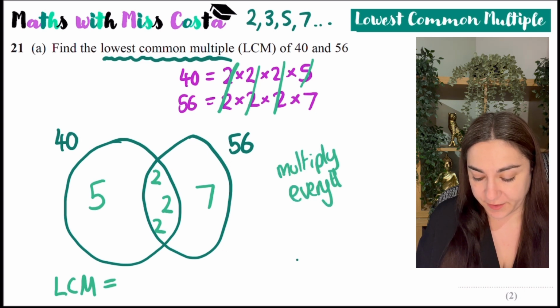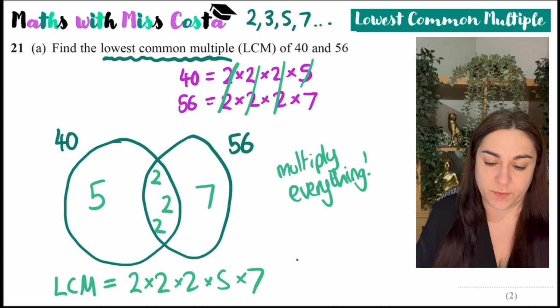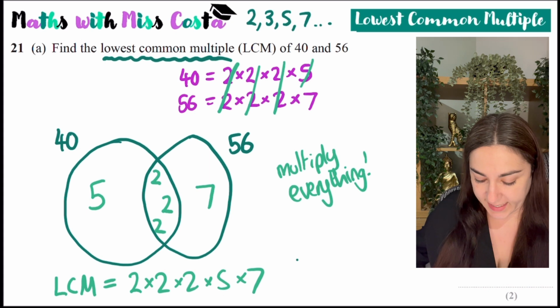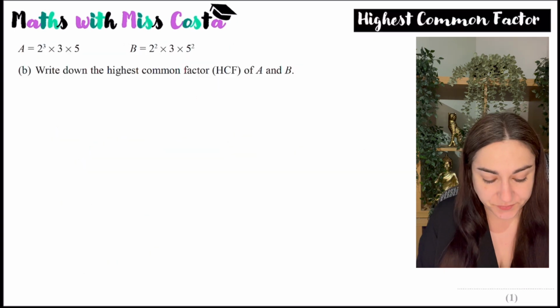Now, to work out the lowest common multiple using this method, I multiply everything inside the Venn diagram. Okay, so the lowest common multiple, I multiply everything. So 2 times 2 times 2 times 5 times 7 is 280. So the lowest common multiple of 40 and 56 is 280.